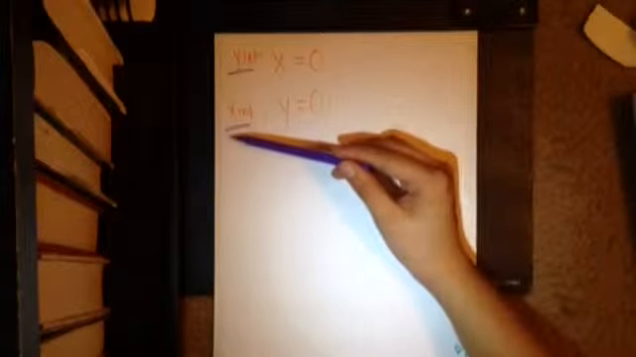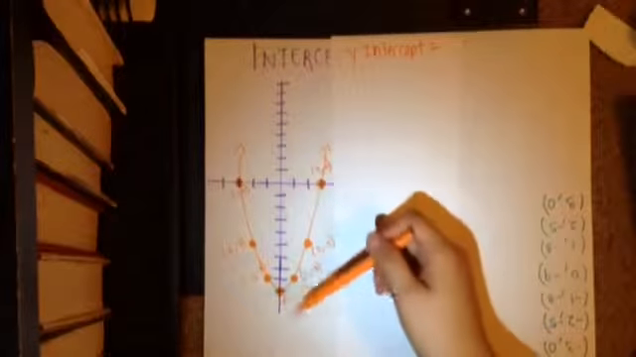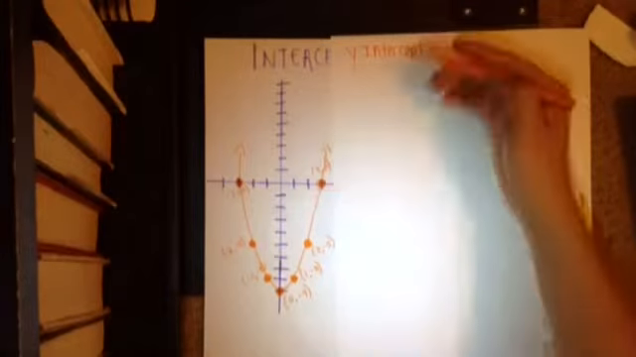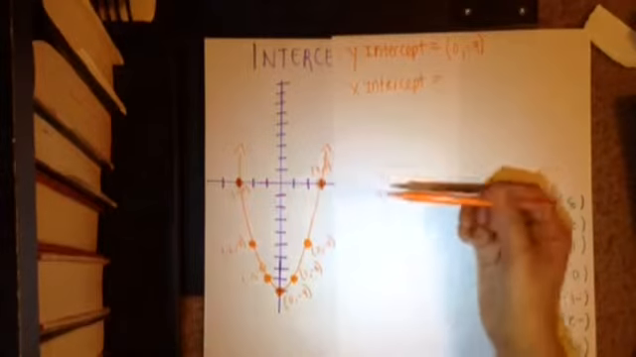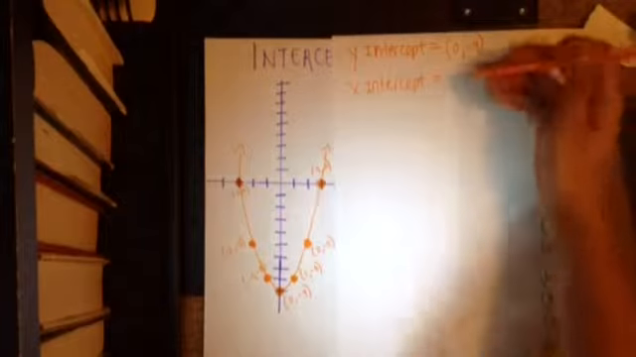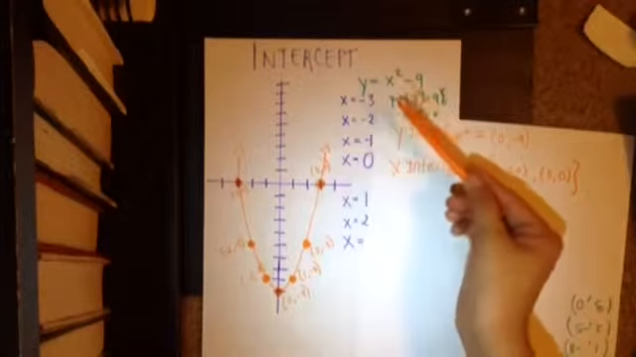One thing we need to know about intercepts is that for the y-intercept of an equation, x is always going to be equal to 0. And for the x-intercept of an equation, y is always going to be equal to 0. Our y-intercept is (0, -9), since that's the point at which the graph crosses the y-axis. Our x-intercepts are going to be (-3, 0) and (3, 0), since those are the points at which the graph crosses the x-axis. So there we have it, the x and y intercepts of the graph of y equals x squared minus 9.